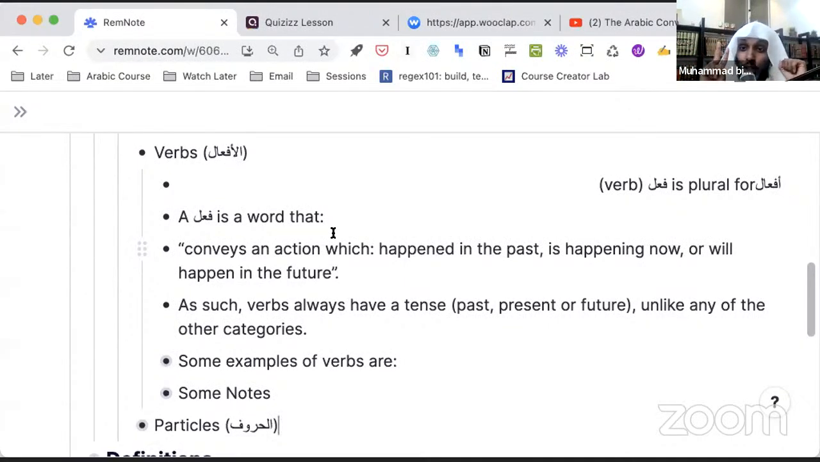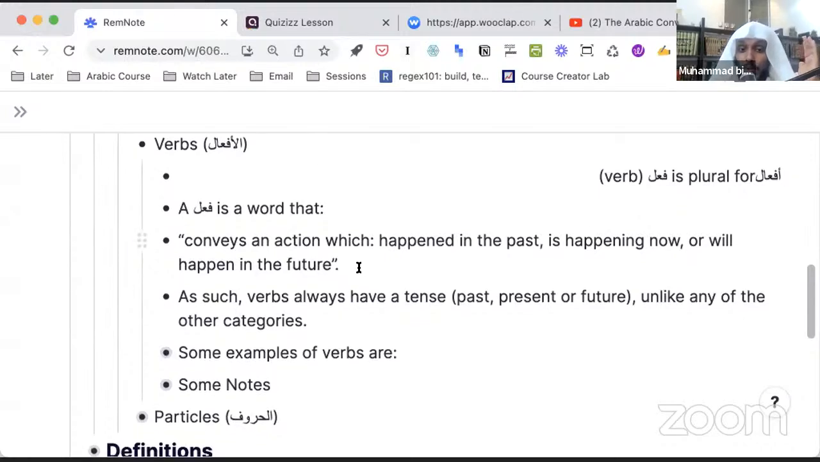So the fi'l has two characteristics to it. Something happened, and it happened at a specific time, either in the past, present, or future. These are the af'al. Okay?